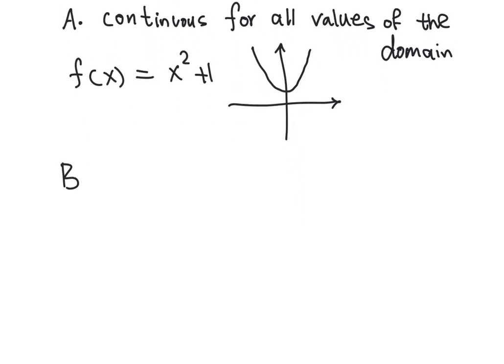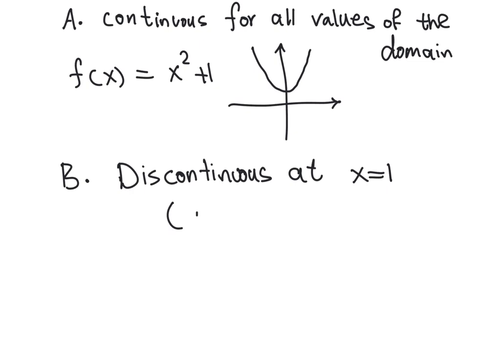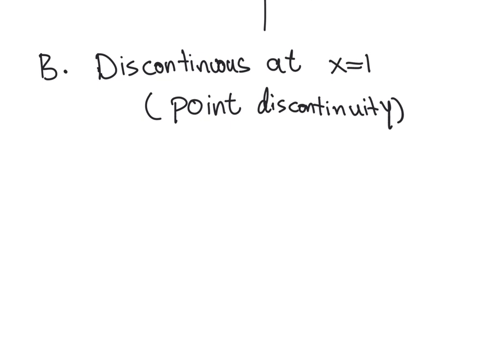Part B, let's say, is this continuous at x equals 1? And it is called point discontinuity. Okay, let me show you the example. f of x equals x squared minus x over x minus 1.